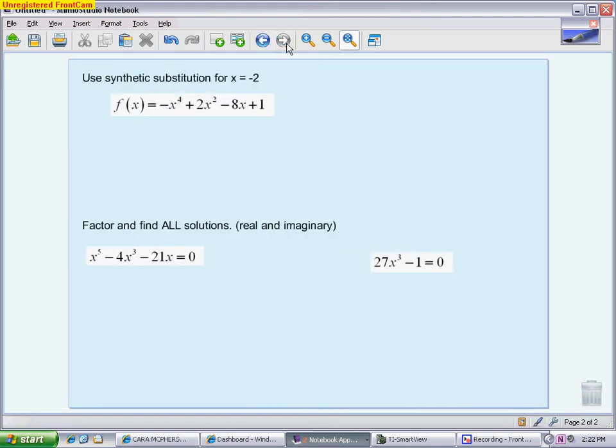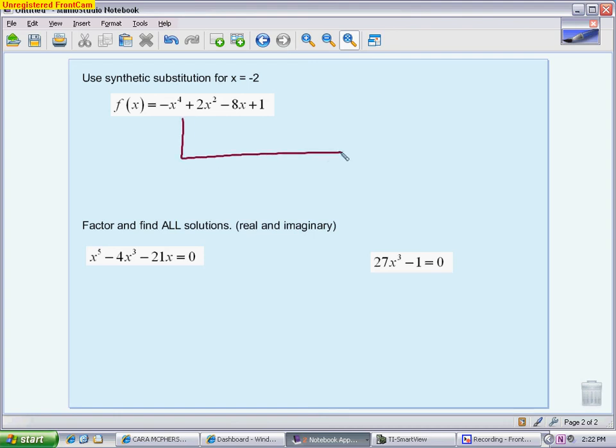One of the last things that we did in that opening section was we talked about how we use something called synthetic substitution to figure out what happens when I plug different numbers in for x. And this was comparing it to direct substitution. Direct substitution means you just plug it in directly, whether you do it by hand, whether you do it using your calculator. Synthetic substitution requires you to have the box of the coefficients.